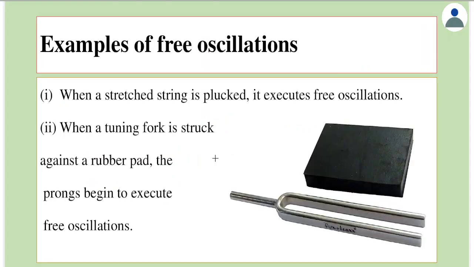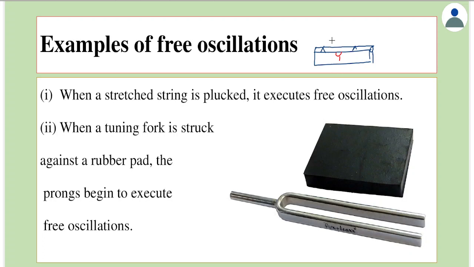Examples of these free oscillations are when a stretched string is plucked. For example, think of a string on a sonometer. It will have a wire passing over a weight like this. In this case, if you fix it at this point here, by some means, and it is under tension, if you pluck it somewhere here, or if you keep a tuning fork, or by some means if the wire is excited, then it will execute free oscillations.